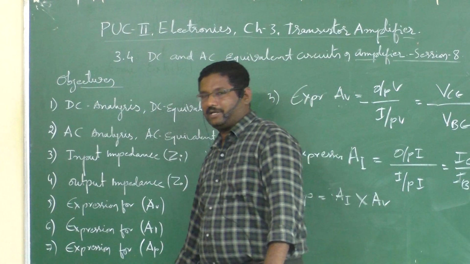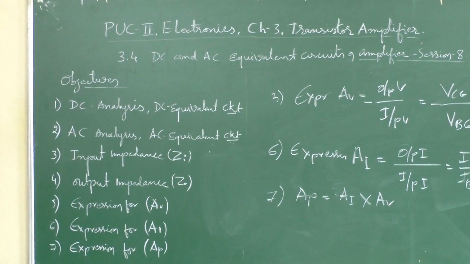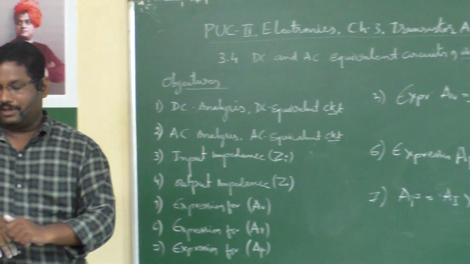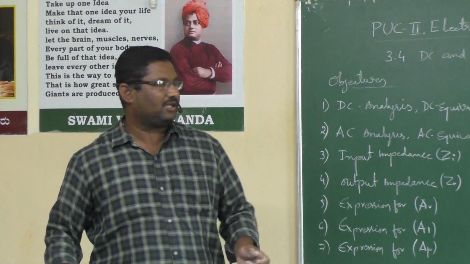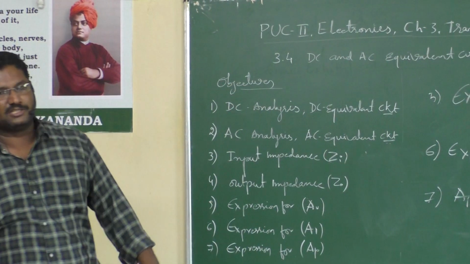So these are all the contents of today's class. I hope you have understood. After this, in the next session we will learn about 3.5. That is, 3.4 is the DC and AC equivalent circuit of the transistor amplifier.